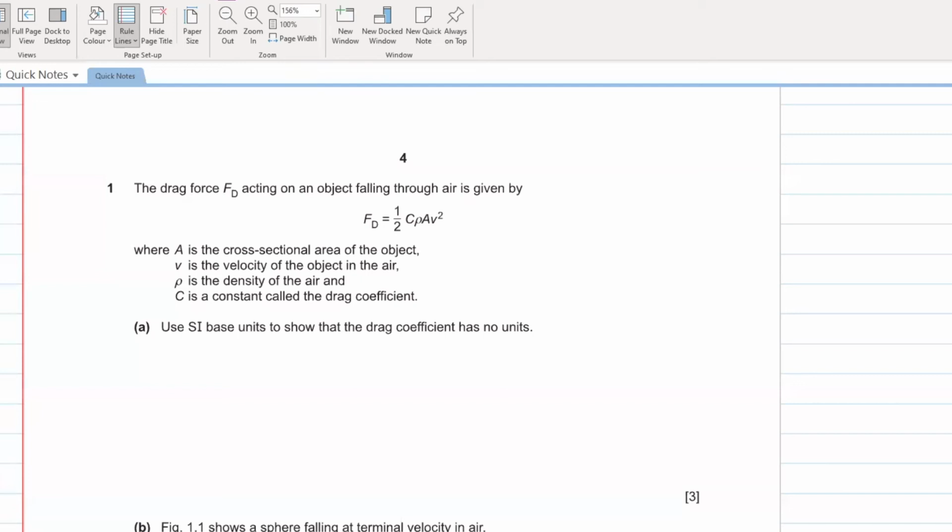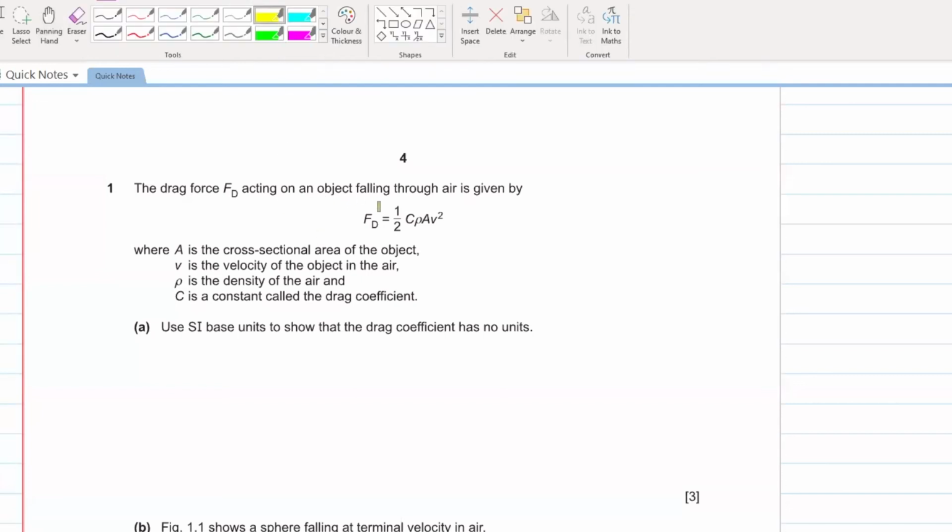Okay, so the drag force acting on an object falling through air is given by this equation, where A is the cross sectional area, V is the velocity, rho is the density, and C is a constant called the drag coefficient. Determine the SI base units to show that the drag coefficient has no units.